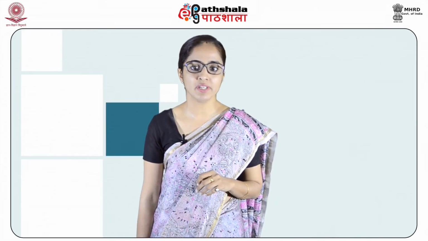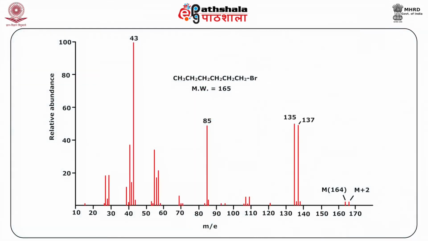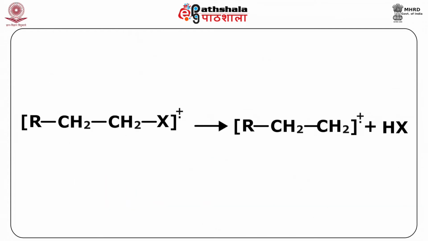Now students, you can see here the mass spectrum of bromohexane, and you can see there are two peaks, that is M and M+2, and their relative intensities are the same because of the equal isotopic ratios of 79 and 81 bromine. Alkyl halides may also lose a molecule of HX according to the process which is shown here.